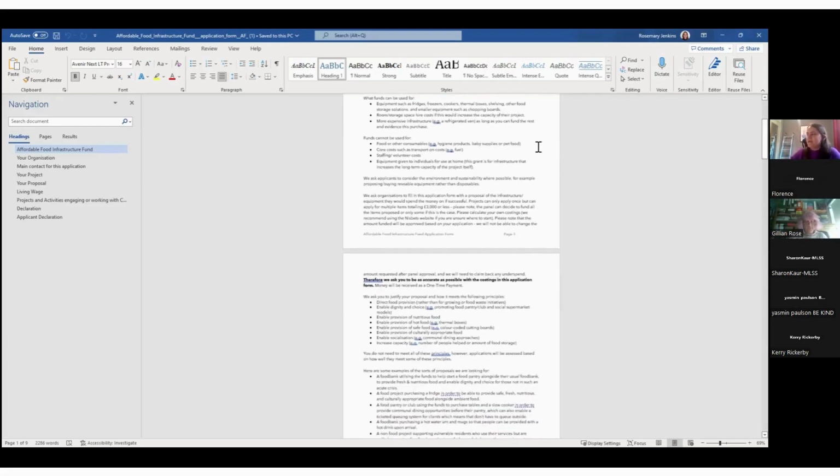And then just to clarify, funds cannot be used for food or other consumables because that was what the Emergency Food Aid Fund was for, and we're trying to keep these separate. It can't be used for core costs such as transport, so things like fuel. It can be used to purchase vehicles themselves like the refrigerated van, but not for things like fuel or reimbursing volunteers, train travel, things like that. It can't be used for staffing or volunteer costs. And it can't be used for equipment given to individuals to use at home.